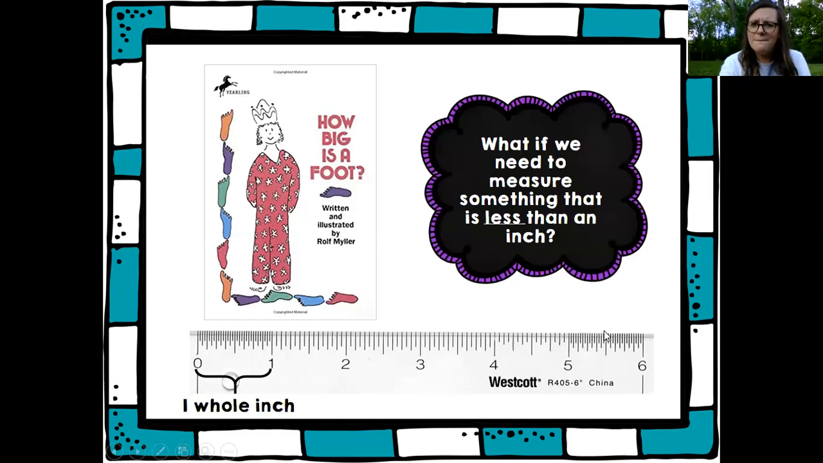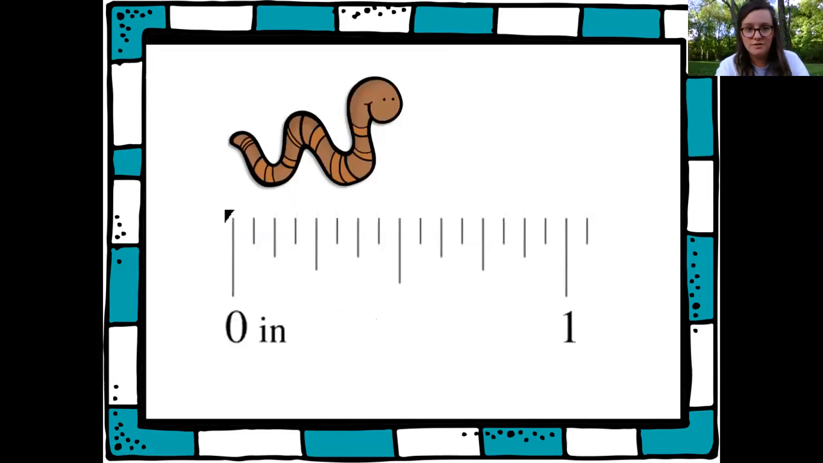So what if we need to measure something that is less than an inch? What would we do? So on the next slide, we're going to measure some things that are less than an inch. So what I did here was I took just the 0 to 1 inch part of the ruler and I blew it up really big. And I know you guys have been learning about nature this week and flowers, so I chose some bugs because bugs are outside. So I want you to look at this worm that's up here and at the ruler.